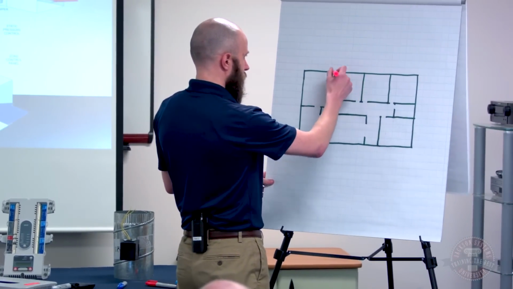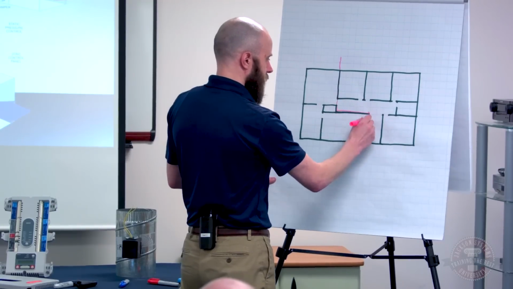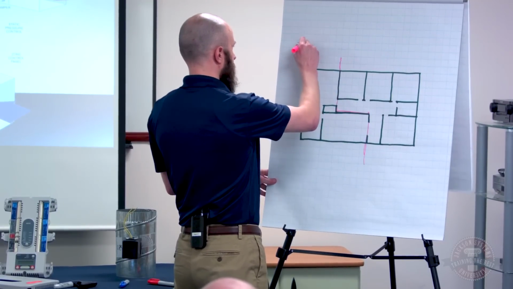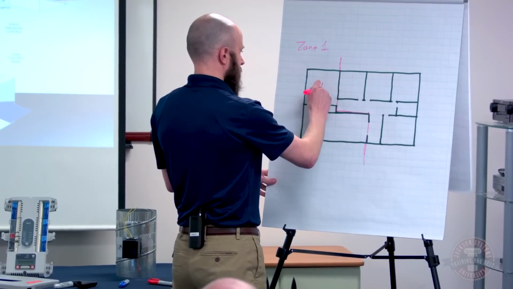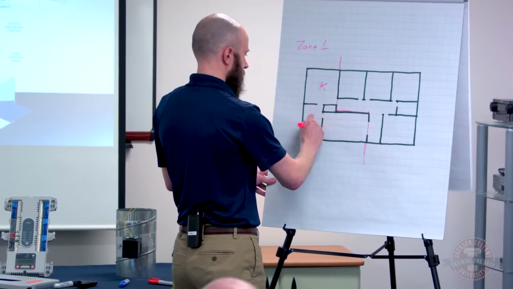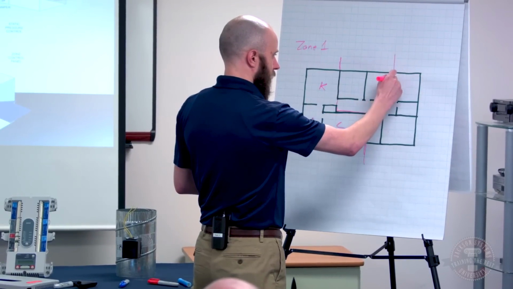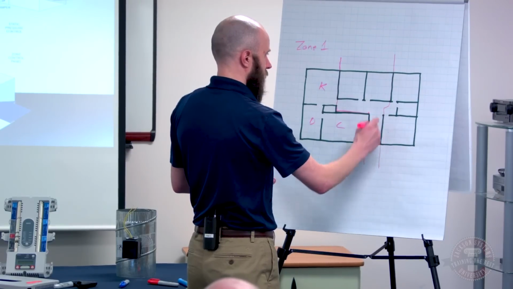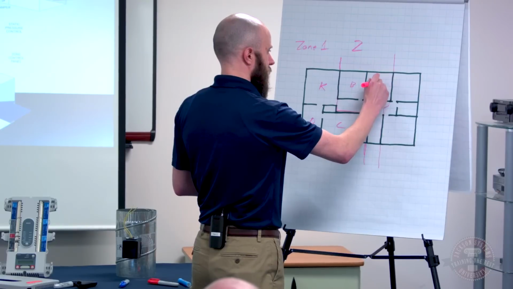And let's say I'm going to break it up right here. I'm going to call this Zone 1. And that's going to have the kitchen and let's say a dining room and a living room. Zone 2 I'm going to have right here, and that's going to be just these 2 bedrooms.